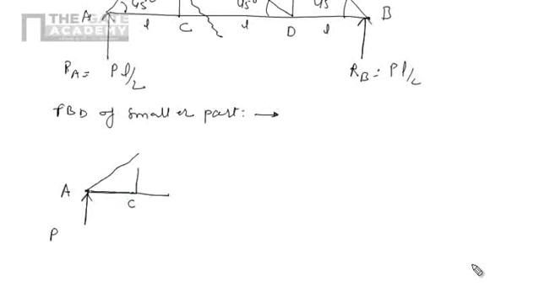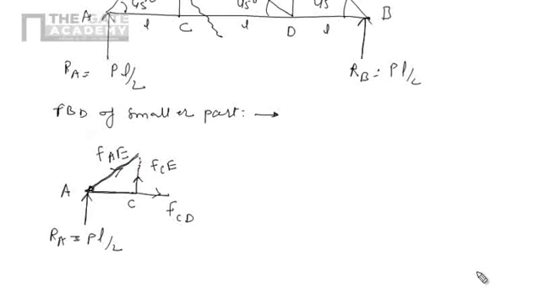Here the reaction is PL by 2. Now we have to show the forces in the cut members. According to our assumption, all the forces will be tensile, so away from the joint, away from the joint, away from the joint. This is FDF, this is FCE, this is FCD. So these are the members we have shown in this free body.